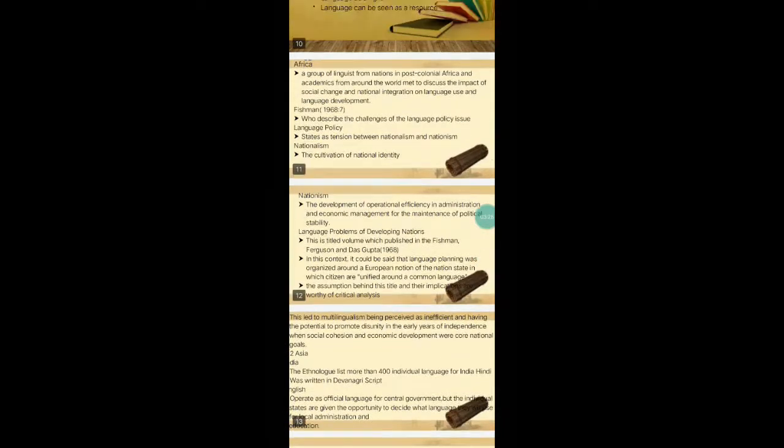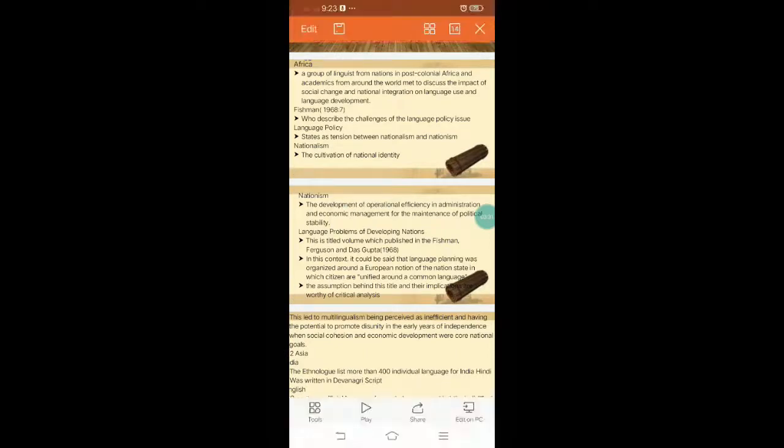There is a volume that was published by Fishman, Ferguson and Das Gupta in 1968: Language Problems of Developing Nations. It is quite long, so I will just explain what I understood of that context. Correct me if I'm wrong, or Sir can help me explain.